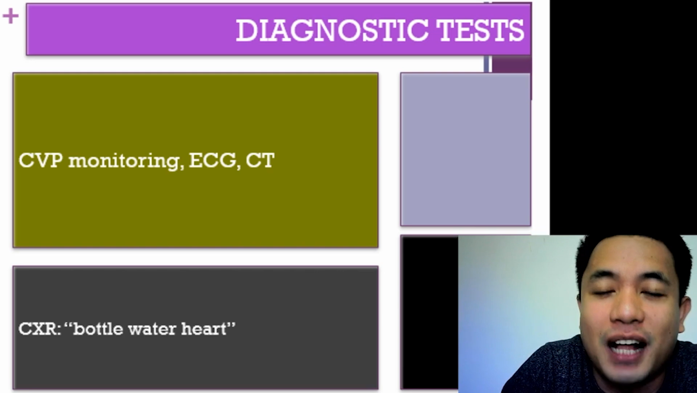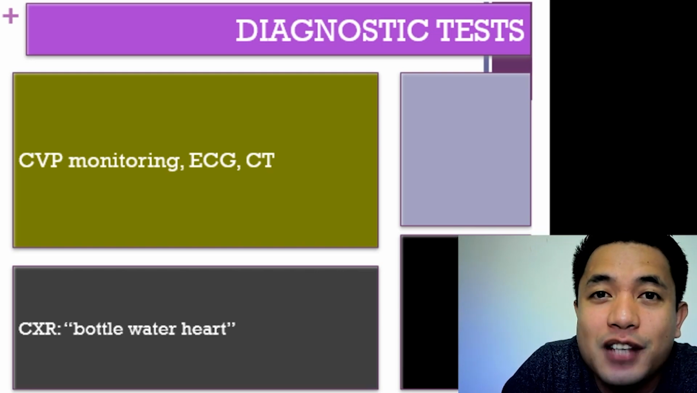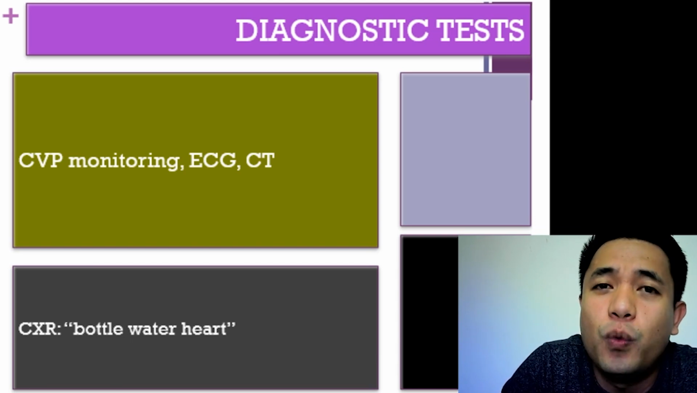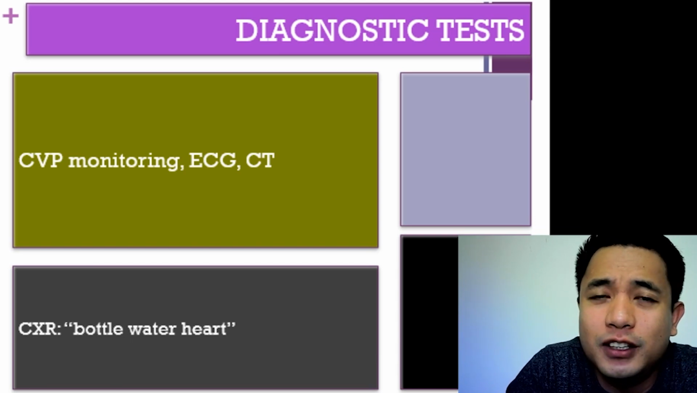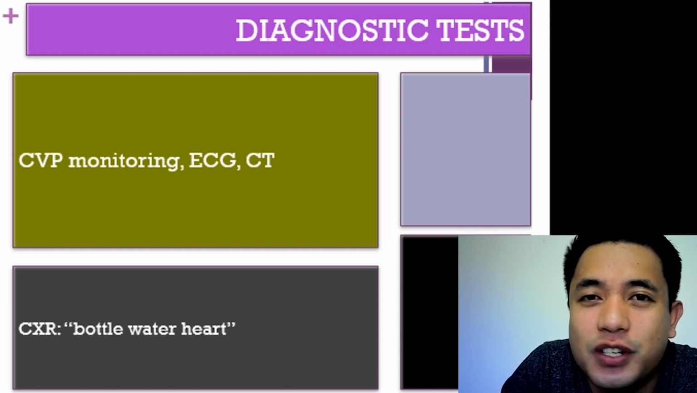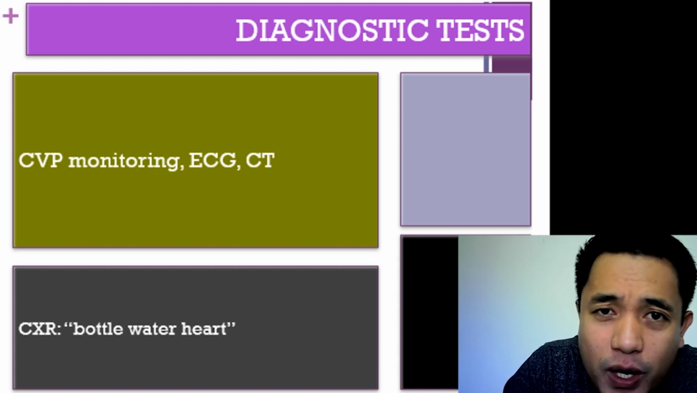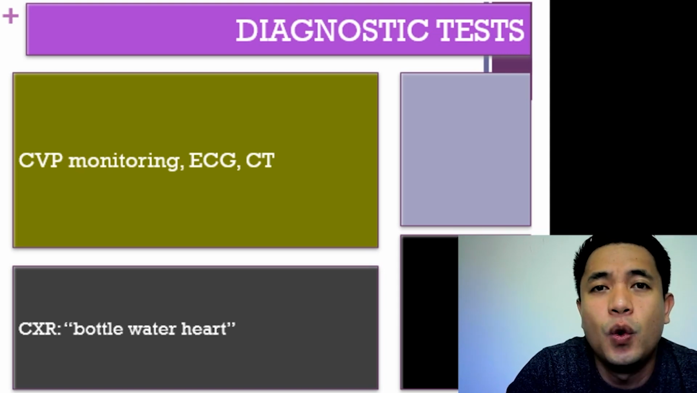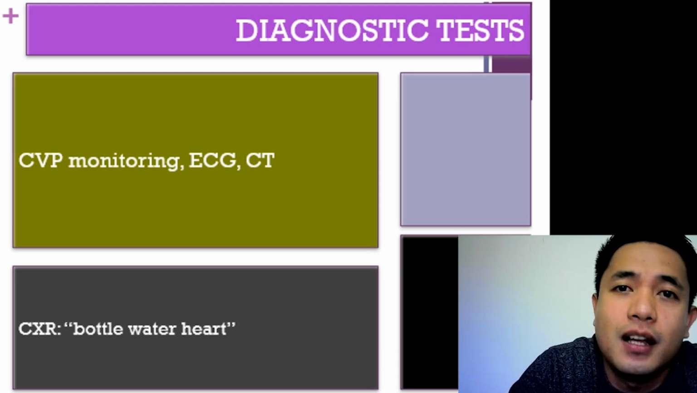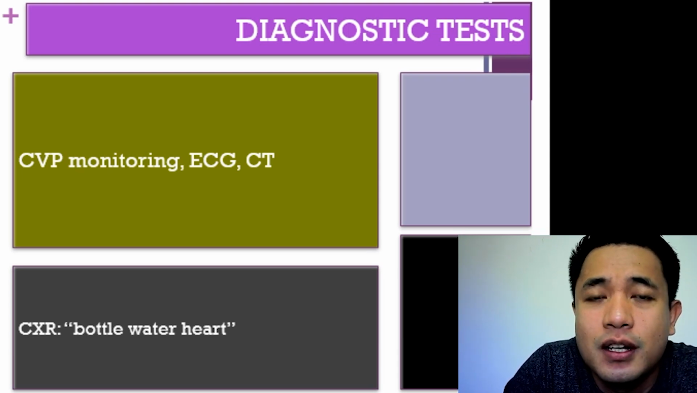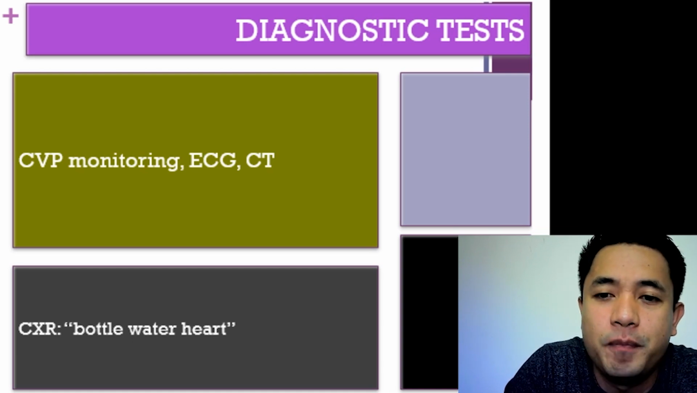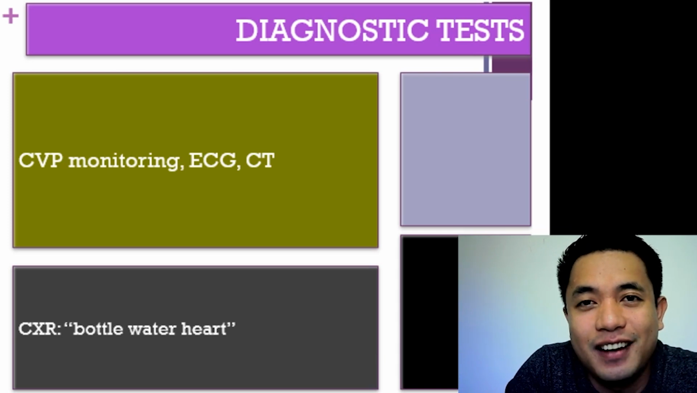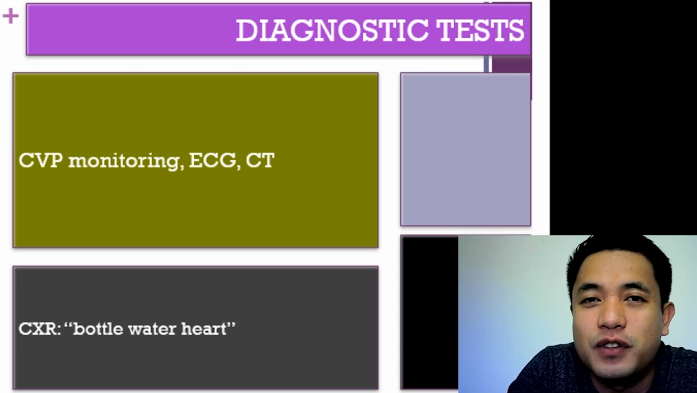CVP monitoring will be helpful in order to evaluate whether CVP is within normal range or not. ECG will be ordered in order to determine whether myocardial contraction is still within normal range, whether there is still NSR or normal sinus rhythm. CT will be helpful in order to evaluate heart structures and blood vessel structures, specifically in line with cardiac tamponade. And chest X-ray is somewhat significant. It is very, very common that chest X-ray will be ordered in the presence of cardiac tamponade.